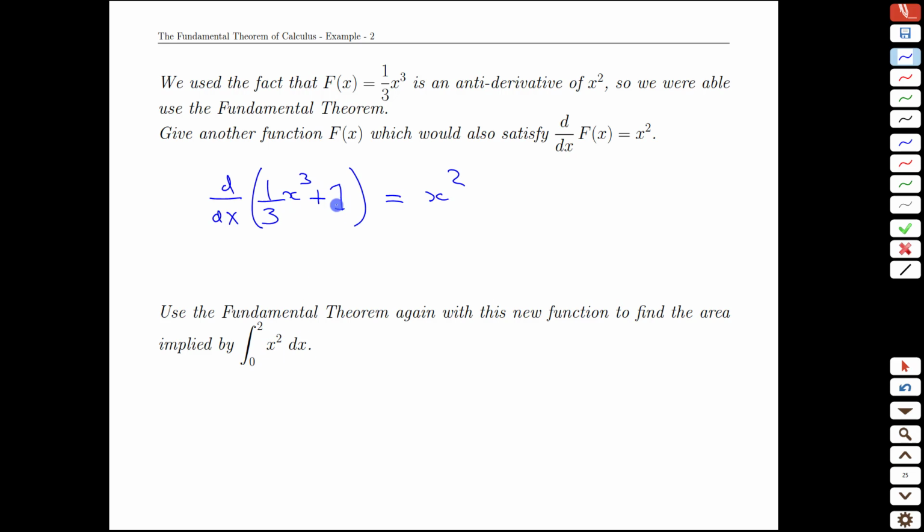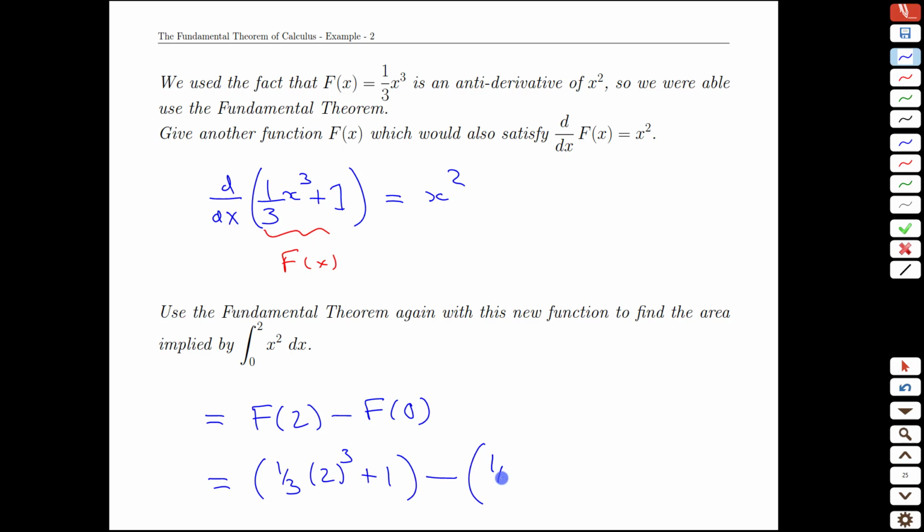Does that change our rules here? Because I could use this function instead and call that capital F of x. Is that okay, or does that break things? Well, let's do the same process. We're going to call this F of 2 minus F of 0. We're just going to use this new function and see what that gives us. So we're going to plug in 1/3 of 2 cubed plus 1, and then subtract 1/3 of 0 cubed plus 1. So we're going to get our 8/3 again, plus 1. But we're also going to have a, oh, phew, we get the same answer back.